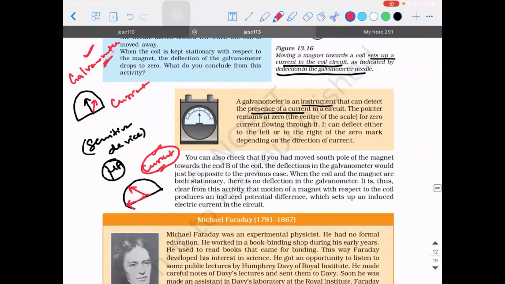Okay. So the pointer remains at 0. That is the center of the scale. This is a very important point. For 0 current flowing through it, it can detect, either deflect to the left or the right of the 0 mark, depending on the direction of current.